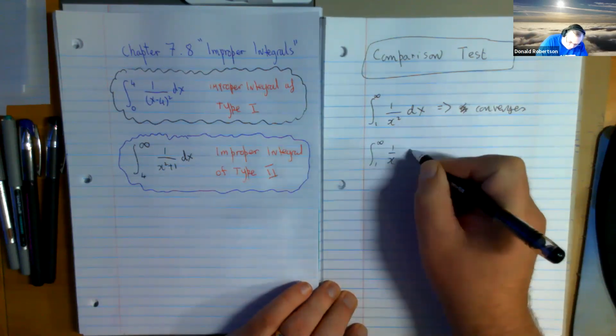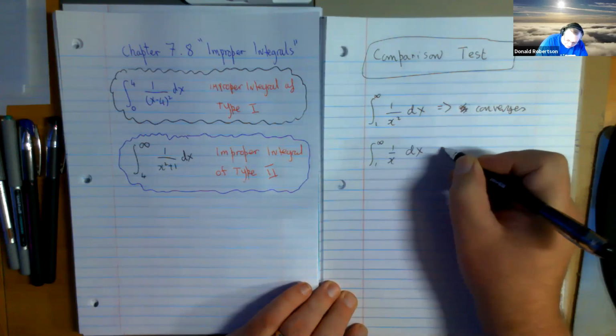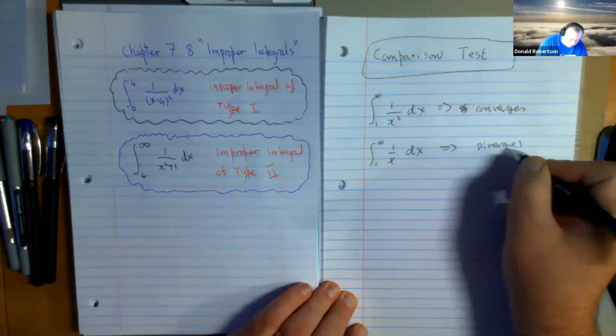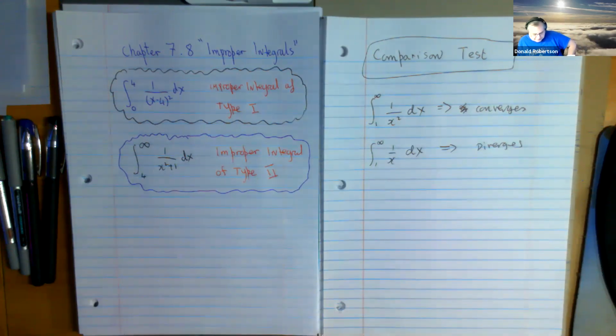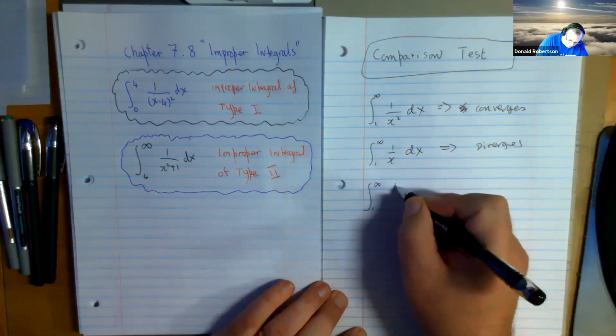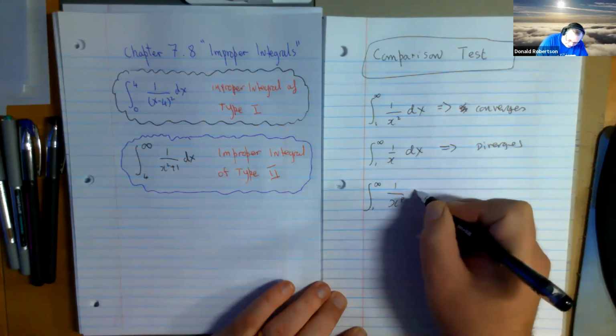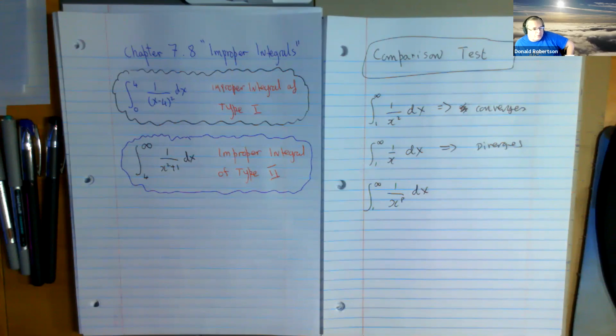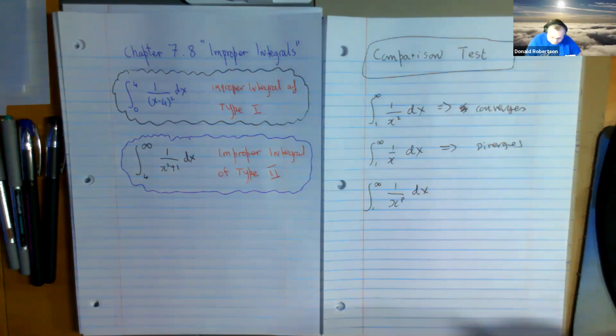Would you agree that 1 over x, that guy, diverges? Will you just trust me? It's a log and it doesn't work. So we have this property. If you ever get an integral that's 1 over x to the power of something, and we're calling this power p, 1 over x to the p.